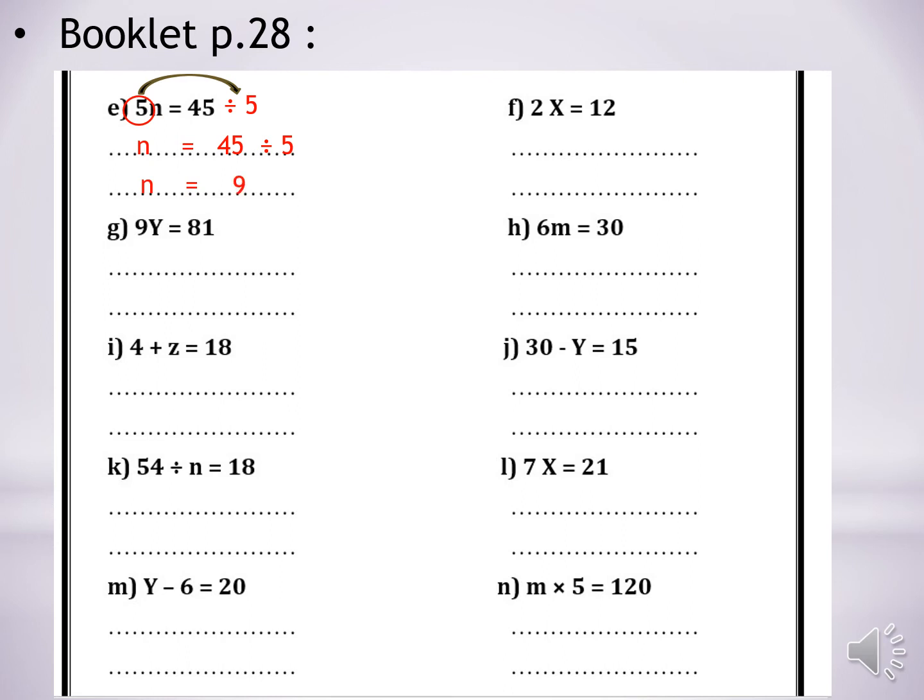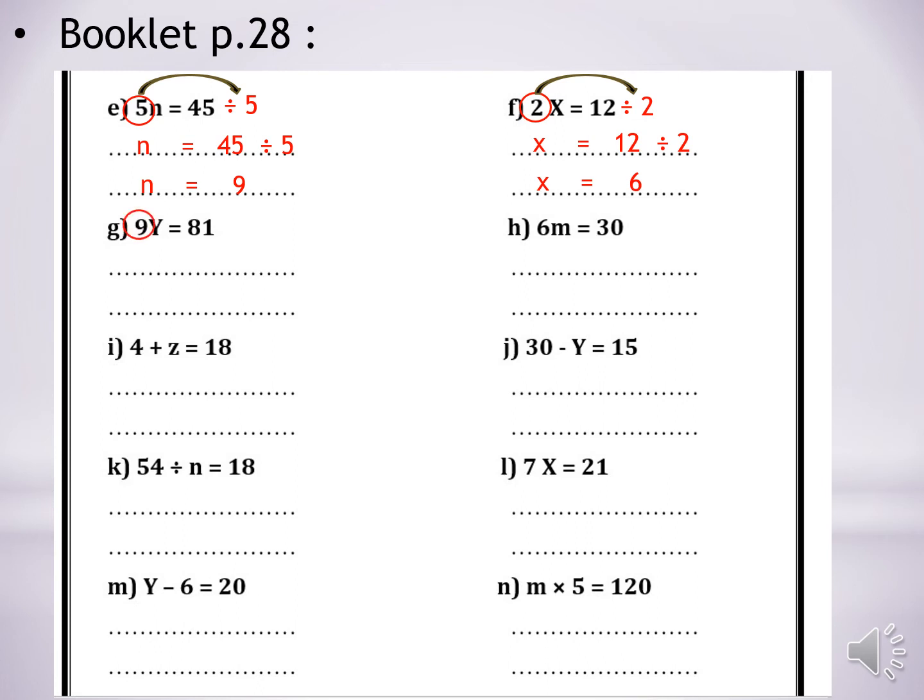In letter F, 2x equals 12. Circle the number, take it to the other side with the opposite sign. So it will be divided by 2. x equals 12 divided by 2. 12 divided by 2 equals 6. So x equals 6. 9y equals 81.